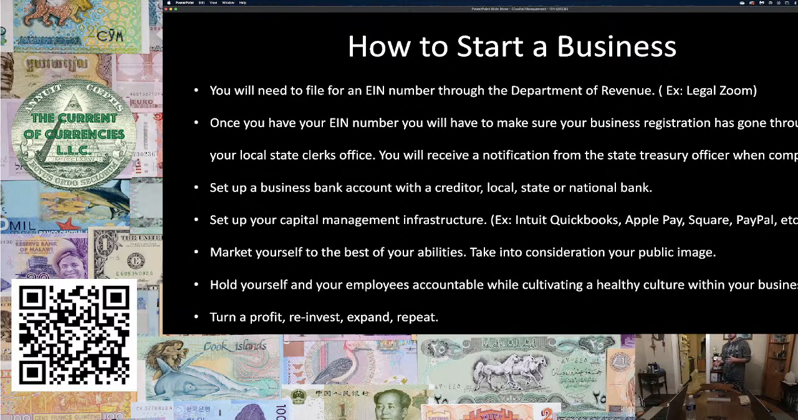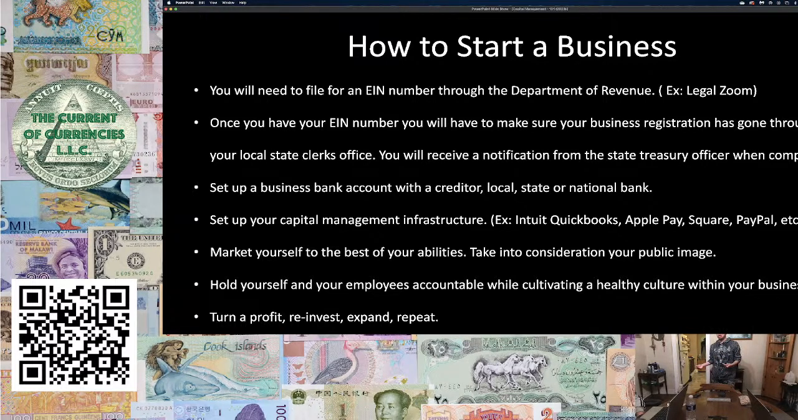So, how to start a business, and this is specific to New Jersey. You will need to file for an EIN number through the Department of Revenue. And there are easy ways to do that, or you could just get the paper yourself and fill it out through the Department of Revenue. If you want less of a problem, you can have people like LegalZoom do it for you.